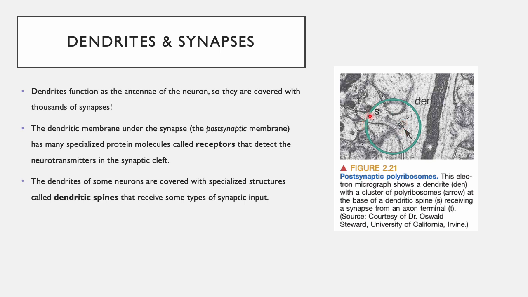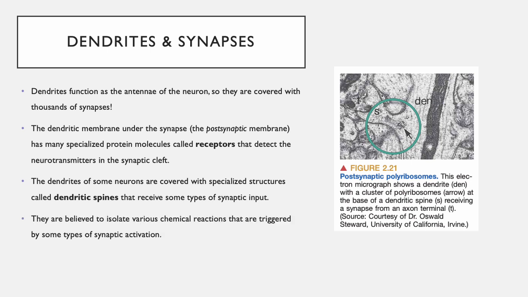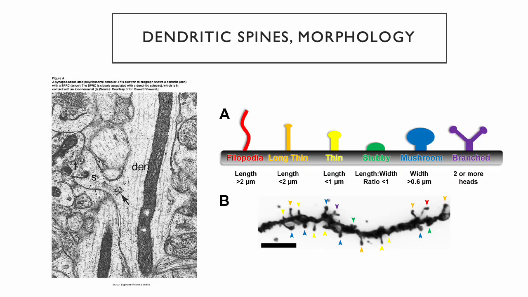And so there are receptors that exist on the dendritic membrane and other areas of the neuron that can help detect neurotransmitters in the synaptic cleft. Additionally, we have found that there are several different types of dendritic spines. I don't expect you to memorize all the morphology of all these different types of spines, but I just wanted you to see that there is a large variety.